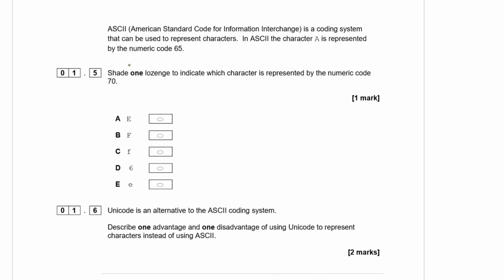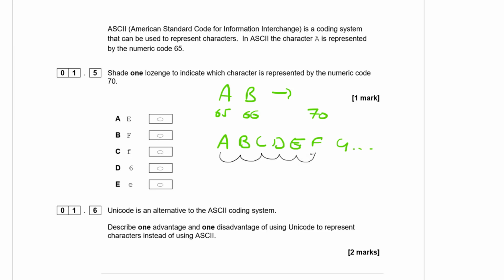ASCII is a coding system that can be used to represent characters. In ASCII, the character A is represented by the numeric code 65, and we've got to show which character is represented by the numeric code 70. So this is all about knowledge of how the table actually works. They're stored sequentially, so capital A is next to capital B, and if A is 65, then B is going to be 66. We need to go all the way to 70, so using the alphabet, if A is 65, then 70 is going to be 1, 2, 3, 4, 5, so it's going to be F. Importantly, you've got to realise that it's capital F, not lowercase f. This is a whole band of capital letters, and it'll be the same for lowercase, but they're separate codes, 2 distinct characters in ASCII, so lowercase f is not correct.